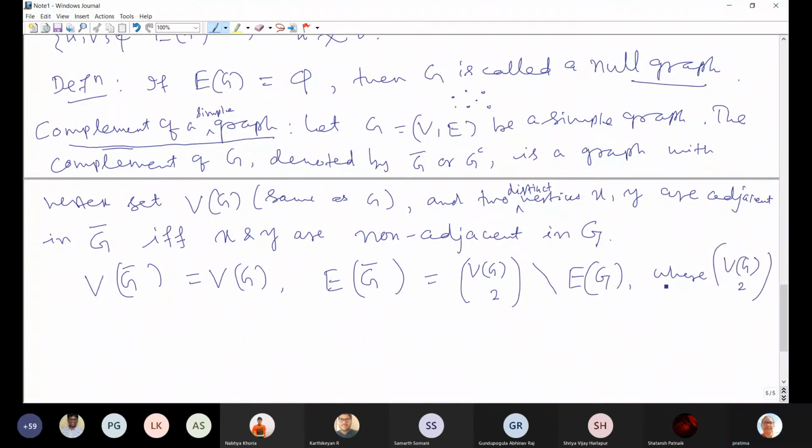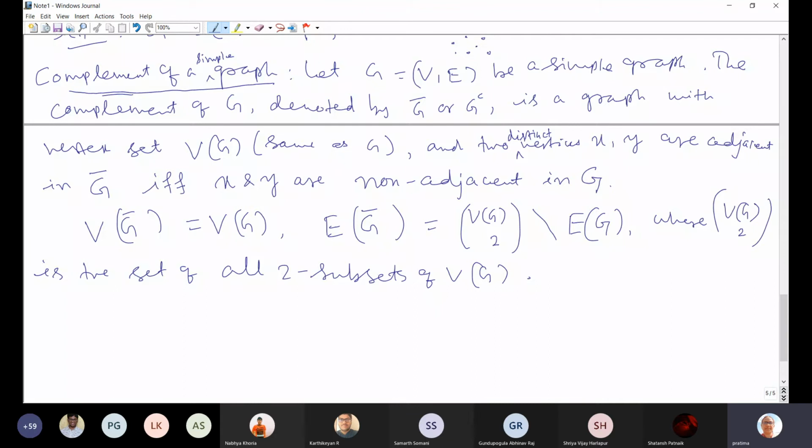VG2 is the set or collection of all two-subsets of VG. We can write it like this. Now you can look at one thing: the complement of a complete graph, say for example K5 complement. What do you get? K5 complement is the null graph.